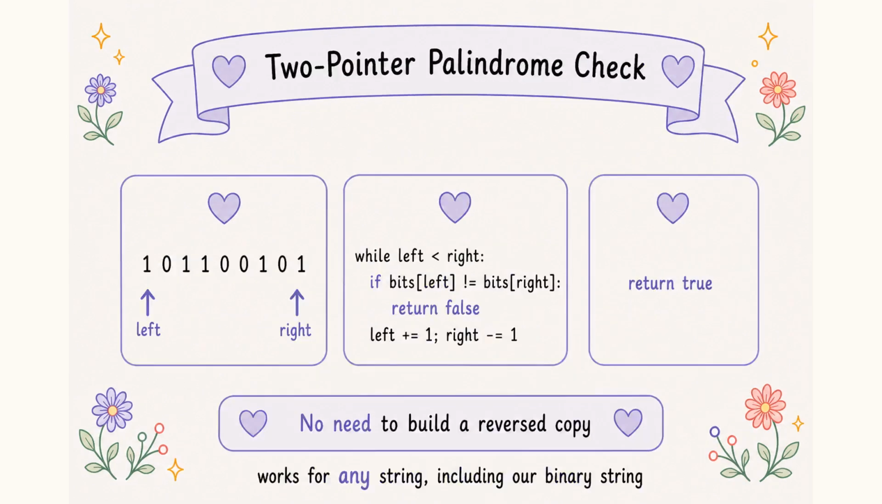2-pointer palindrome check. Set left to 0 and right to the last index. While left is less than right, if the bits differ, return false. Otherwise, move left up and right down. If you finish without a mismatch, return true. No need to build a reversed copy, though reversing also works.